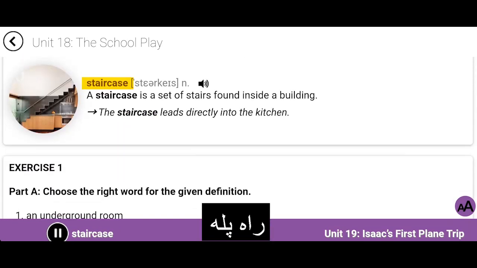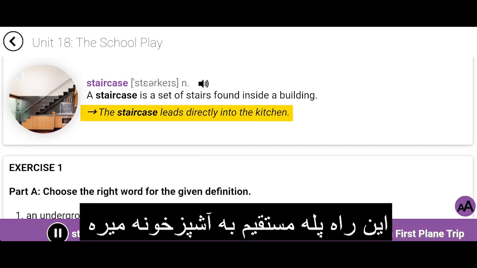Staircase. A staircase is a set of stairs found inside a building. The staircase leads directly into the kitchen.